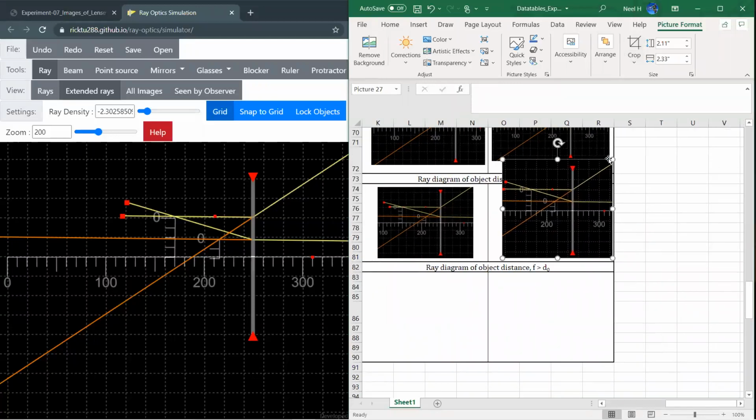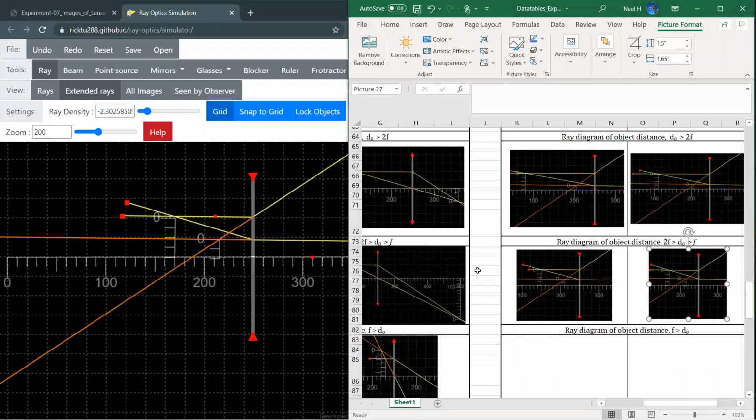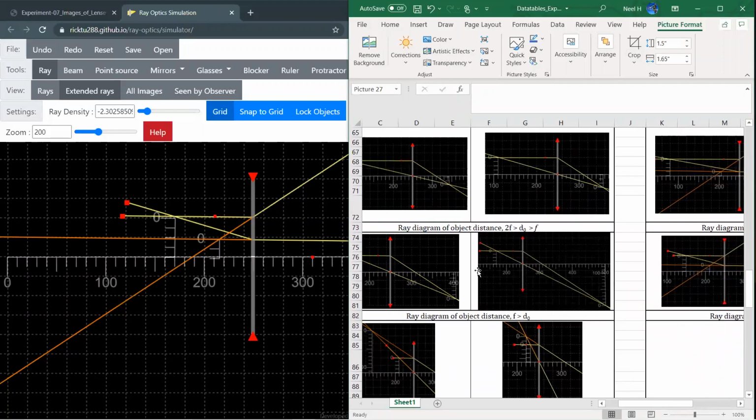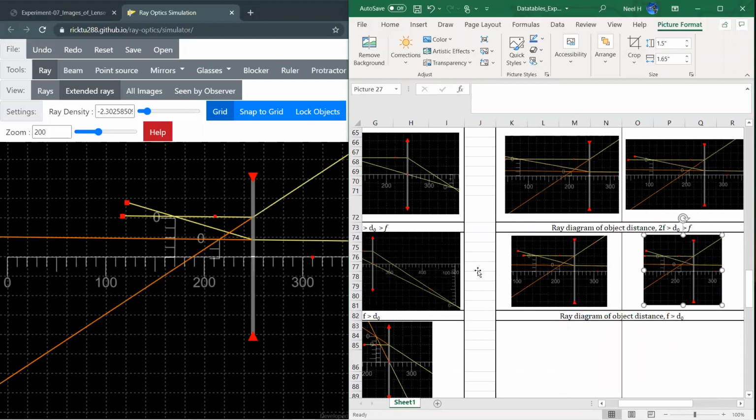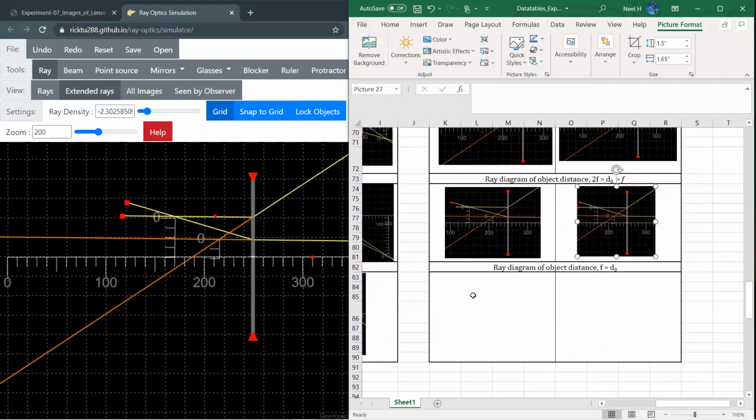Same pictures, because in this case the image is not changing much at all. So the ray diagrams, you can see the difference between the previous ray diagrams and now. All the ray diagrams are very similar. There's no difference at all.